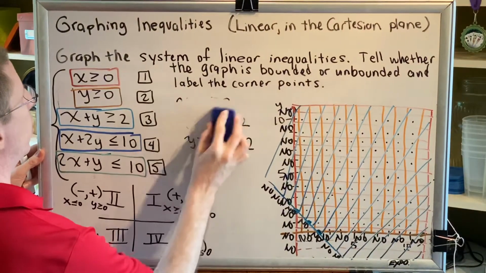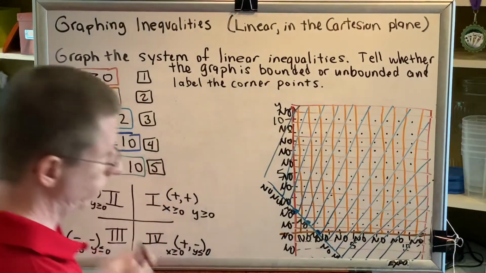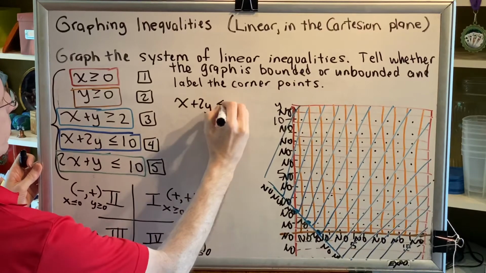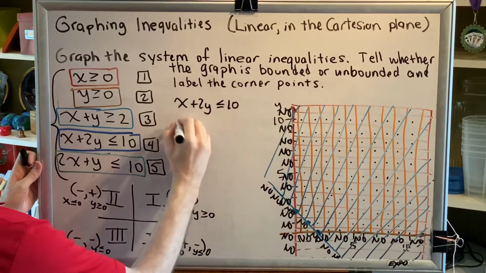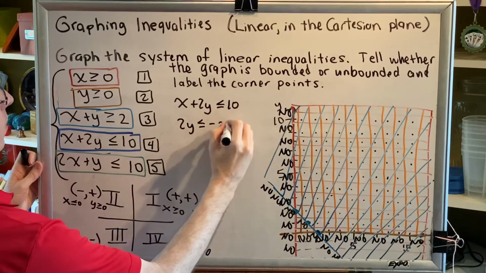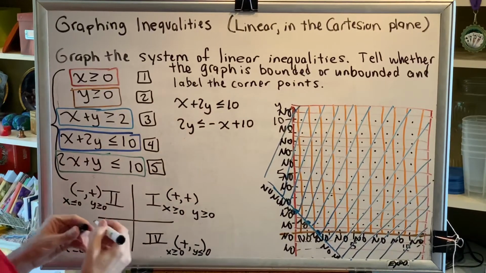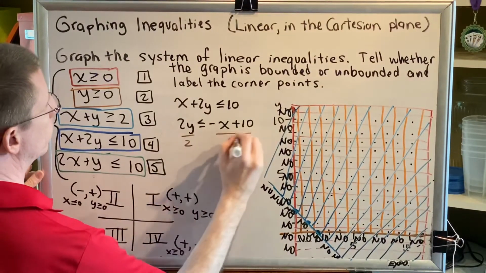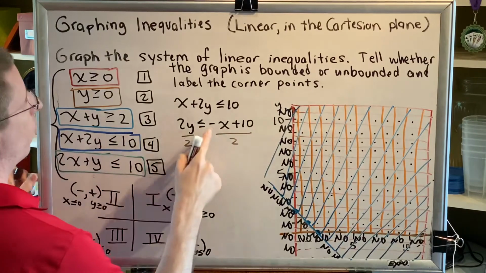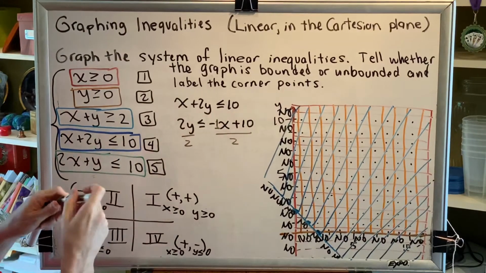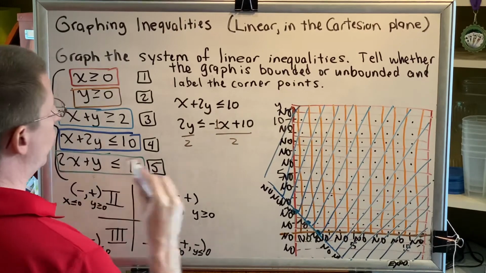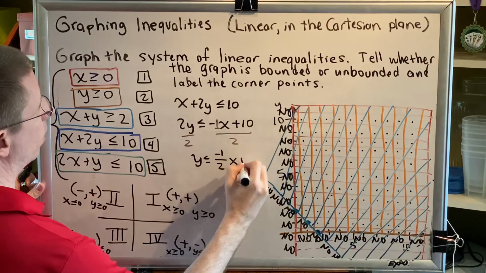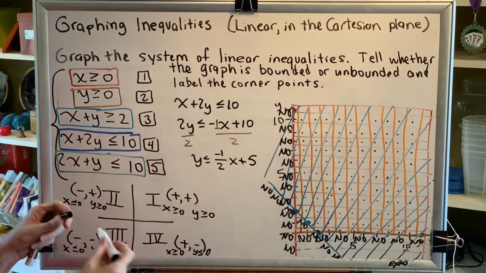So let's now move on to inequality 4. All right, so inequality 4 says x plus 2y is less than or equal to 10. Moving the x to the other side, we have 2y is less than or equal to negative x plus 10. Dividing both sides by 2, and recognizing that the coefficient of negative x is actually negative 1, this gives us the statement y is less than or equal to negative 1 half x plus 10 over 2, which is 5.